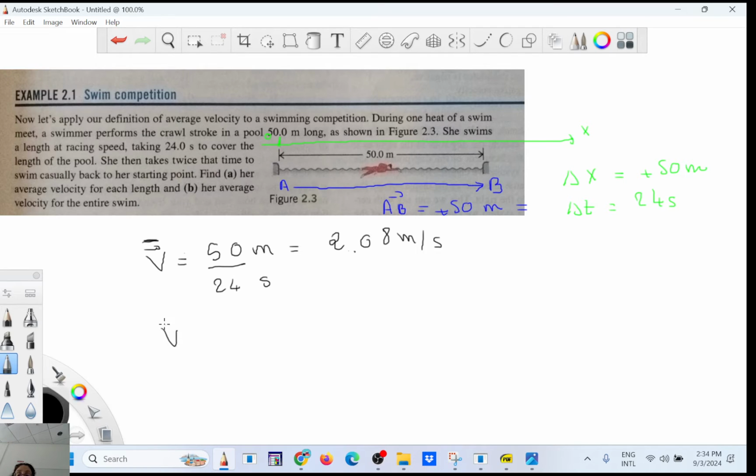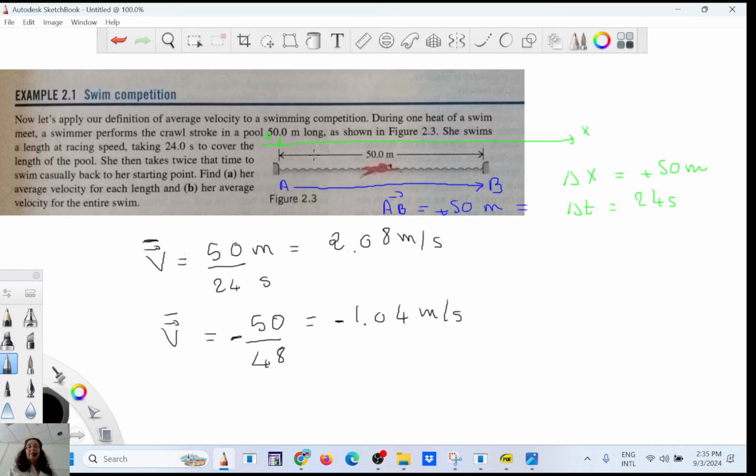For each leg. So on the way back, she goes from B to A. What's going to be the displacement? Very good, negative, right? So it has to be negative over, but she's tired. I don't know her, so I guess she is tired. So it's going to be negative 48 over 24, so it will be negative. Meters per second.